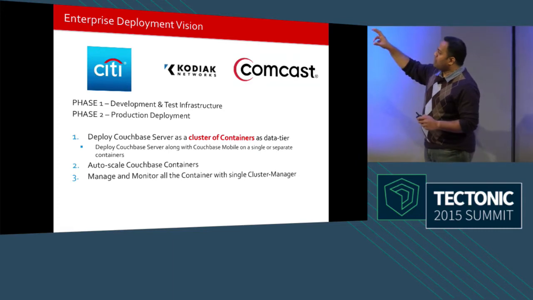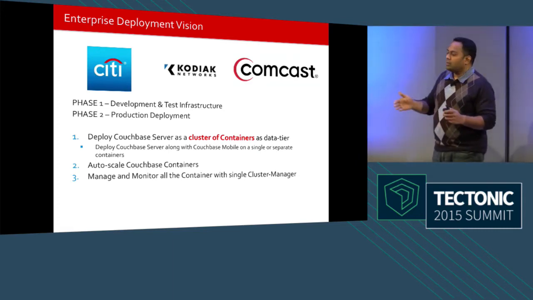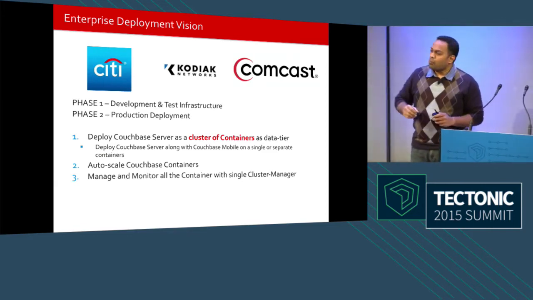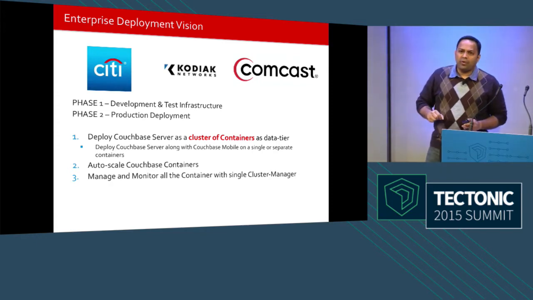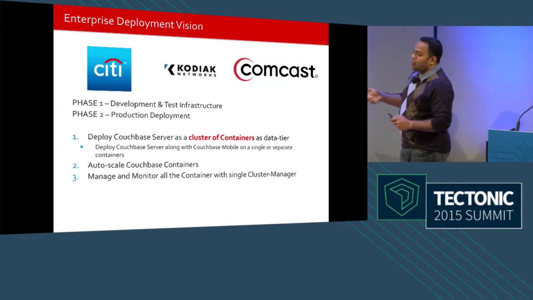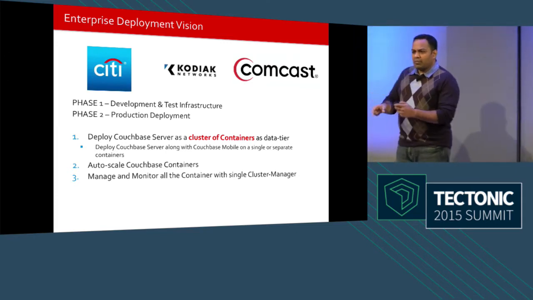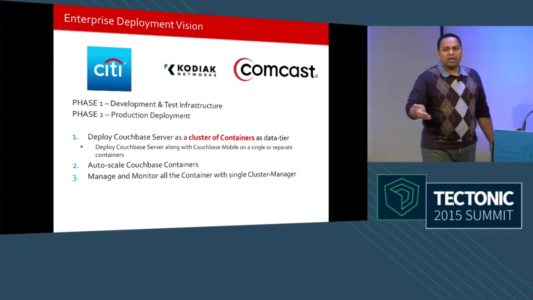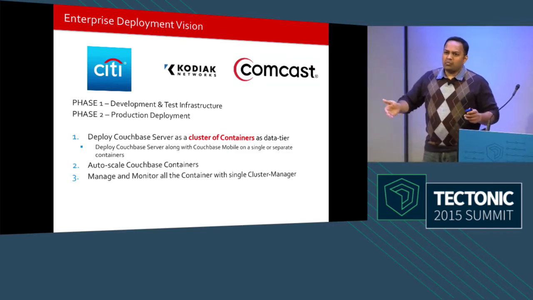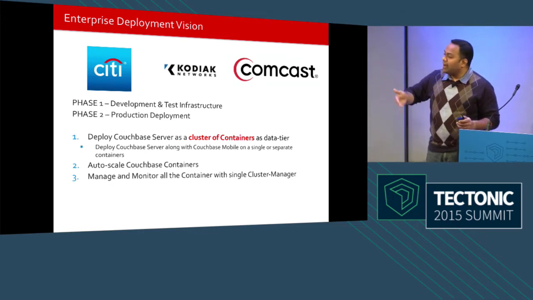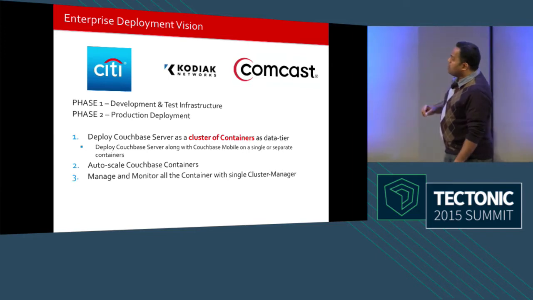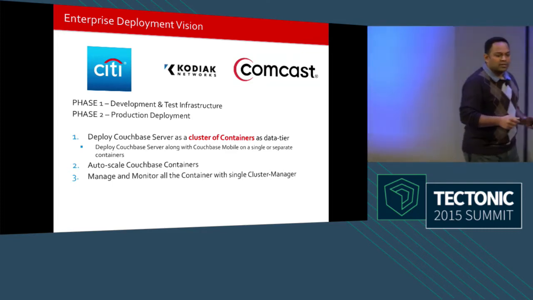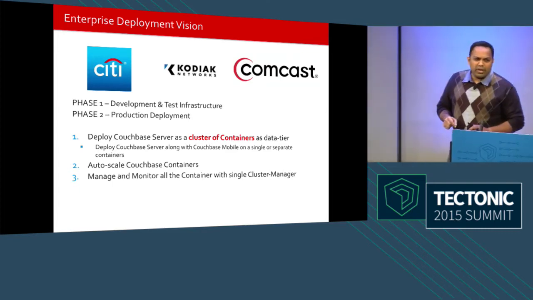And here are some of the deployment strategies they have. They want to deploy Couchbase Server as a cluster of containers along with their middle tier and front tier. If they have a use case for mobile, they would also want a container for Couchbase Server with Couchbase Mobile in the same container, or it could be a separate container. Along with that is auto-scalability, which means you can add containers easily, and depending on the need for capacity, you can automatically add more containers. And they want to manage and monitor all the containers with a single cluster manager. That's what the deployment strategy is, and we'll cover more of it in the remaining part of the discussion.